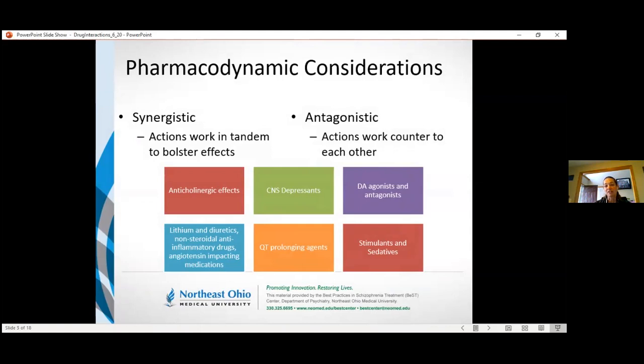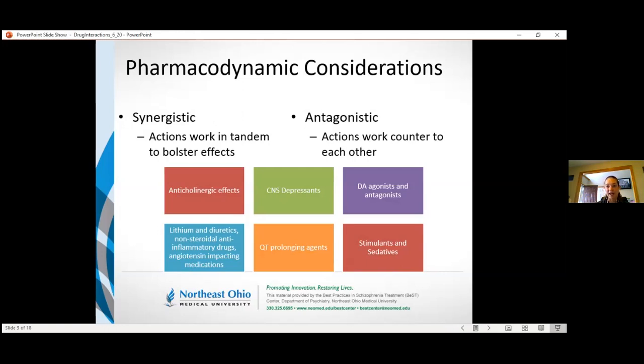So we may see drug interactions that are pharmacodynamic that fall into two camps. One being synergistic effects, where the actions of one medication work in tandem to bolster the effects of another medication. In some cases, that may be exactly what we're hoping for. So the example of carbidopa-levodopa. The carbidopa is going to prevent the breakdown of the levodopa out in the periphery of the body so that it can actually work in the brain. That would be great synergism, where they're working together and those actions really are going to bolster what we're hoping for. In other cases, it may be detrimental.